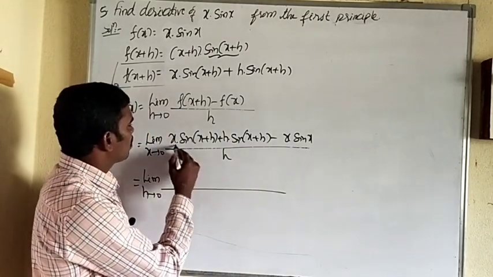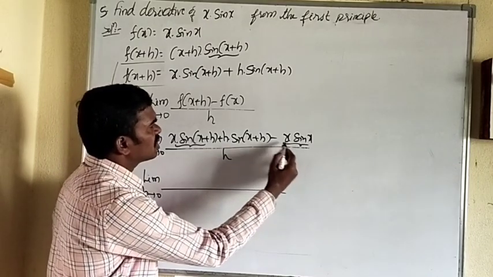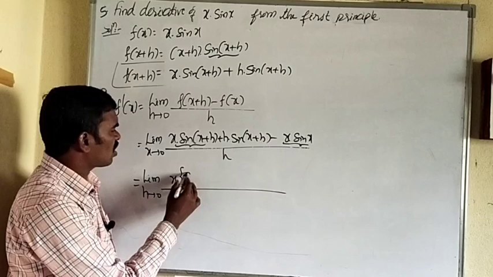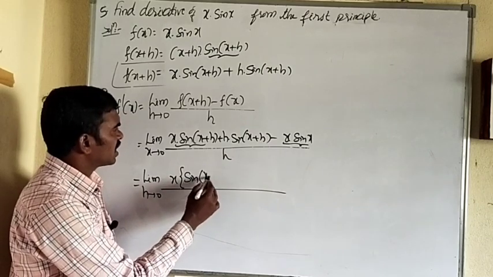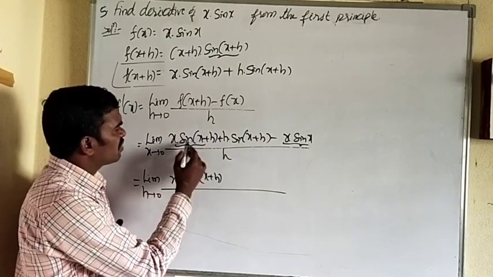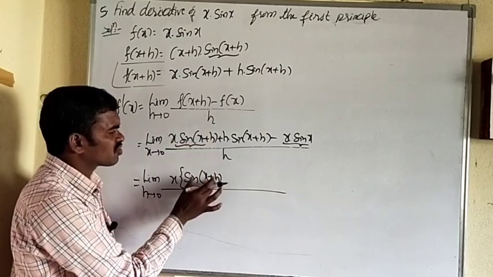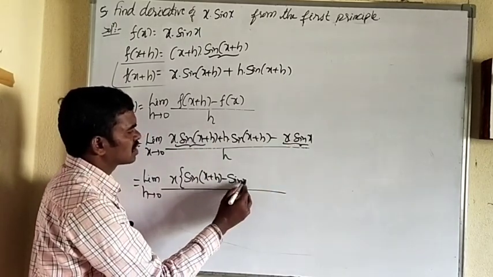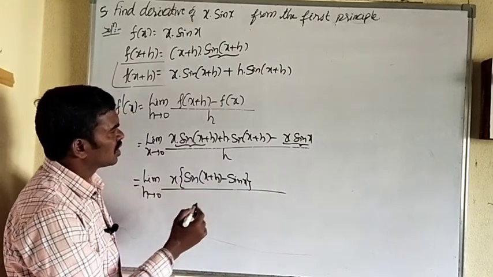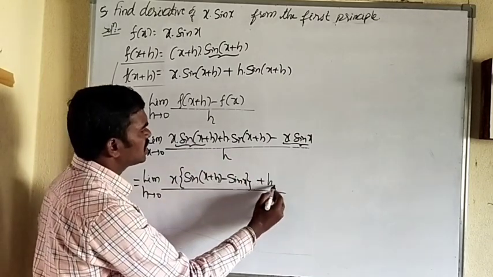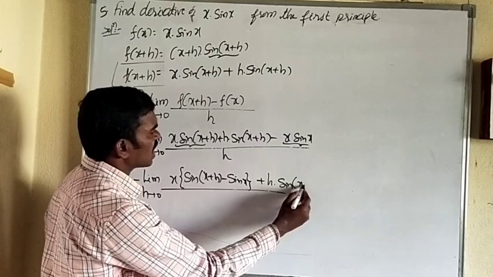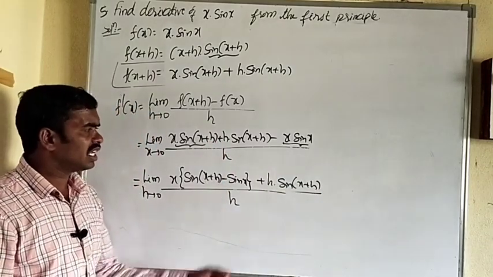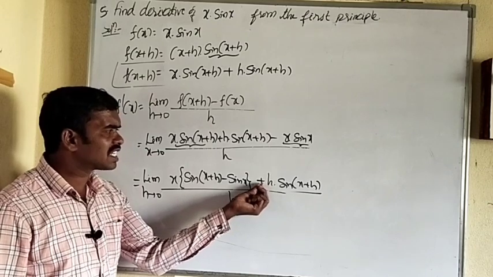See here, from the first term and the last term, x is common. So take x common, then the remaining is sin of x plus h. From here, x taken common, the remaining is this one. And from here, x taken common, the remaining is minus sin x. And plus h into sin of x plus h as it is, all divided by h. Now see, in this there is a plus.